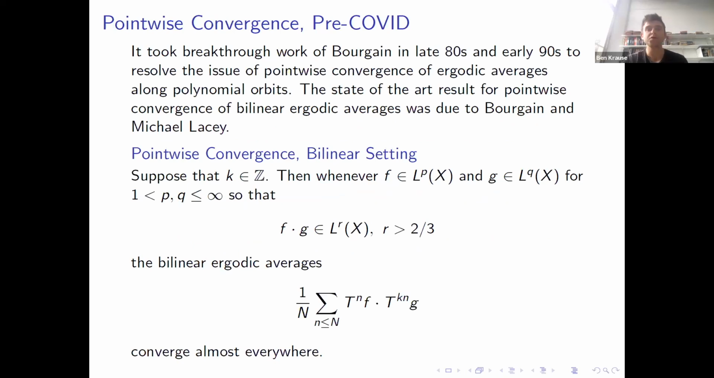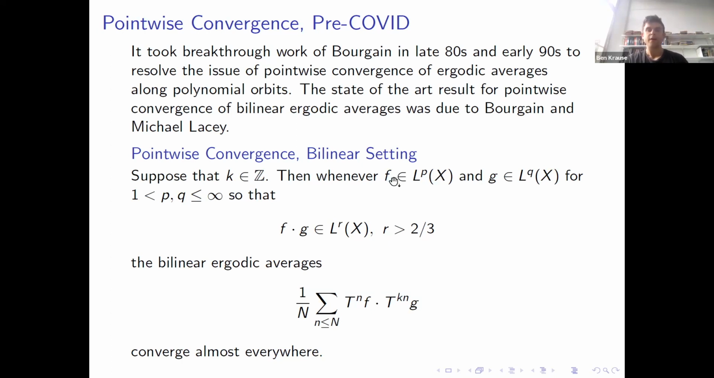And the pointwise convergence story is really different. We know a lot less. So before COVID, basically all we knew about pointwise convergence in the multiple ergodic setting was due to Bourgain in the early 90s, quantitatively strengthened by Michael Lacey in the early 2000s. But the statement is as follows.